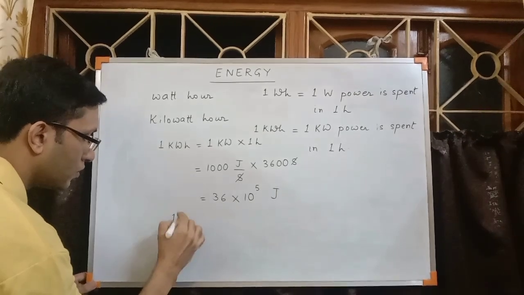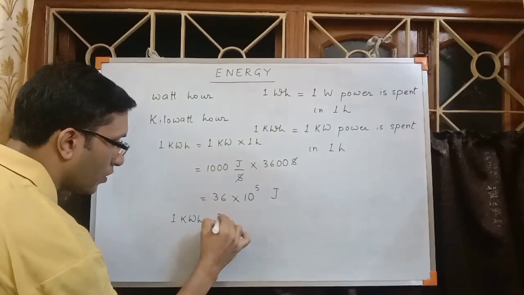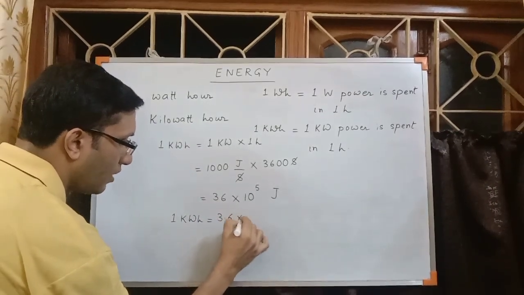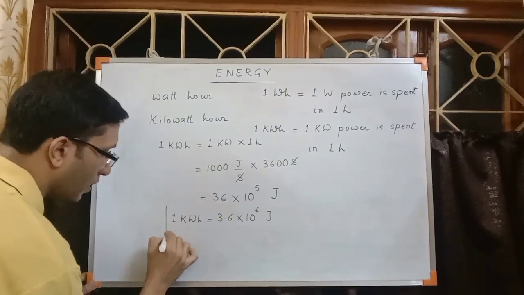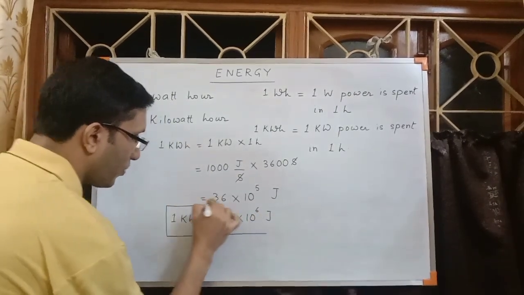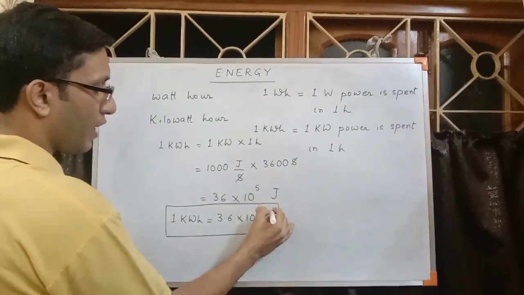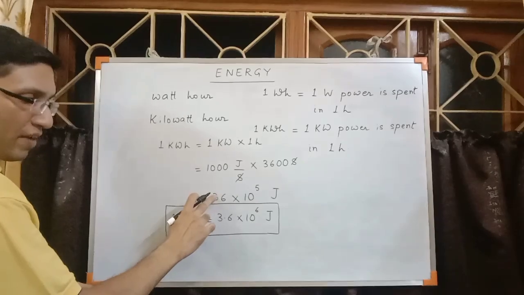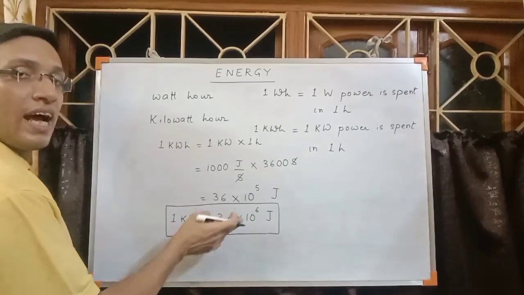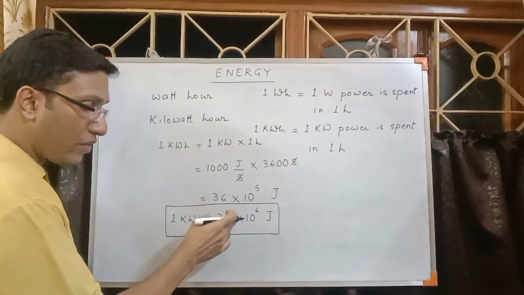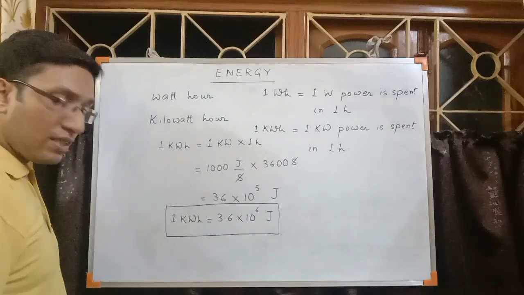Now, if we convert this into standard form, then we get 1 kilowatt hour is equal to 3.6 into 10 to the power 6 joule. This is the relation between kilowatt hour and the SI unit of energy. How did we get this? We have divided this 36 by 10, therefore we have got 3.6. And since we have divided by 10, we have multiplied with 10 as well. So 10 to the power 5 into 10 gives us 10 to the power 6.